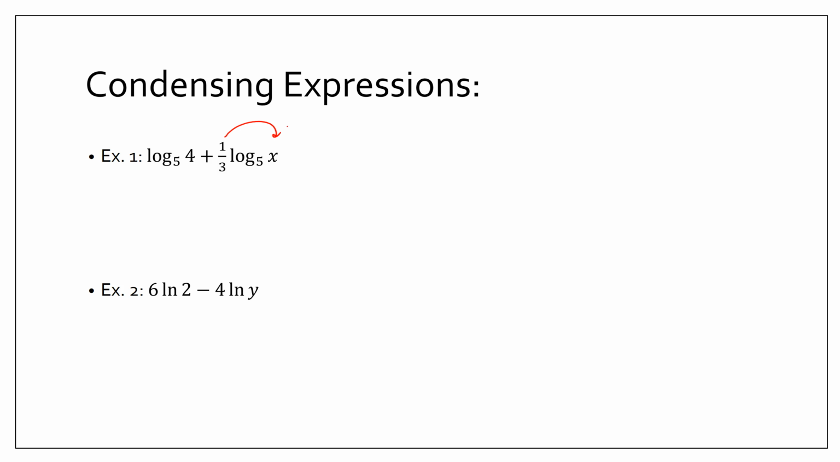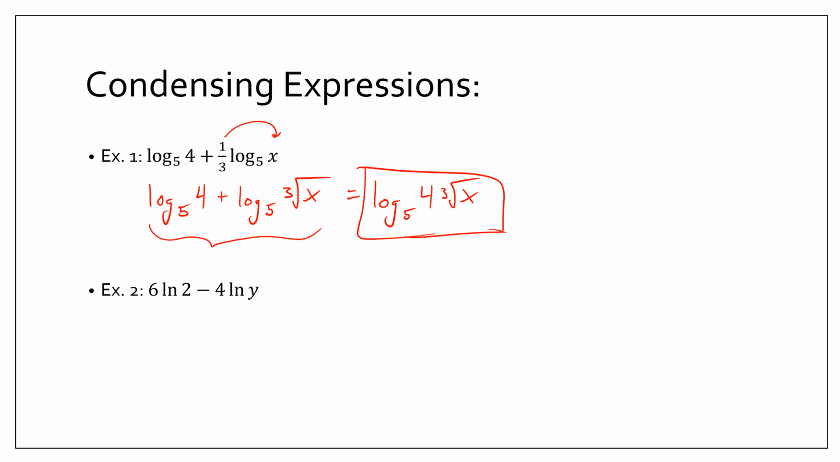First of all, take this 1/3, write it as an exponent, or if we're even cooler, let's use the fact that a 1/3 exponent is the same as a cube root. Just because I'm feeling like it, I could also write x to the 1/3. Now, since I have two logarithms adding each other, I can write them as one logarithm with multiplication inside, and I am done. See what I did there?